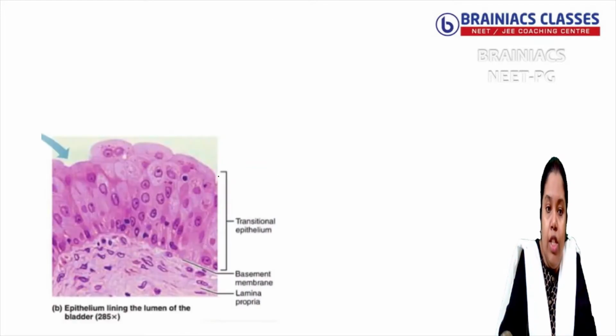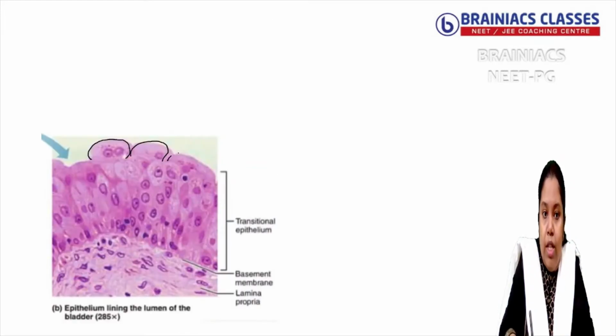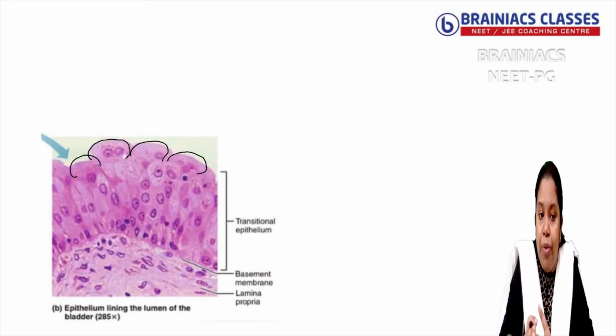So I'll show you the transitional epithelium. Can you see here? These are the umbrella cells, umbrella shaped cells. Can you see the umbrella shaped cells? Umbrella shaped cells are present in the apical region. Then you can see the columnar cells, and in between you can see the cuboidal cells.